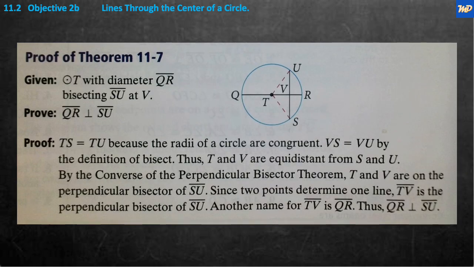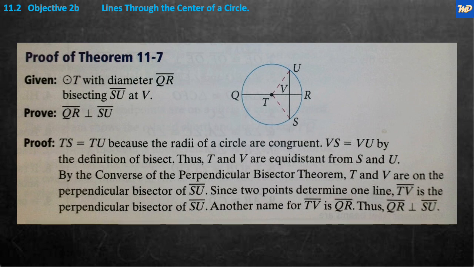Okay, objective 2, lines through the center of a circle. Proof of theorem 11.7. Given circle T with diameter QR bisecting SU at V. So I think we can see that QR is the diameter, SU is a chord, and V is the point where it's being bisected. It says prove that QR is perpendicular to SU.